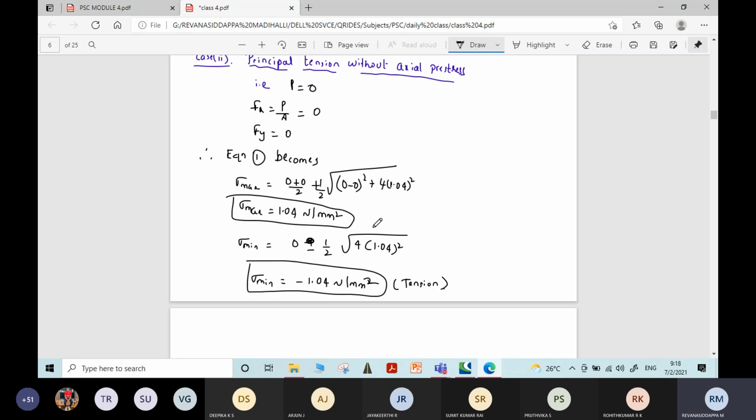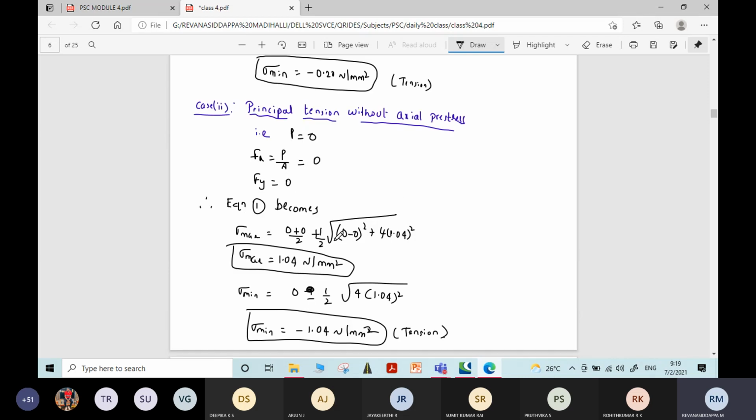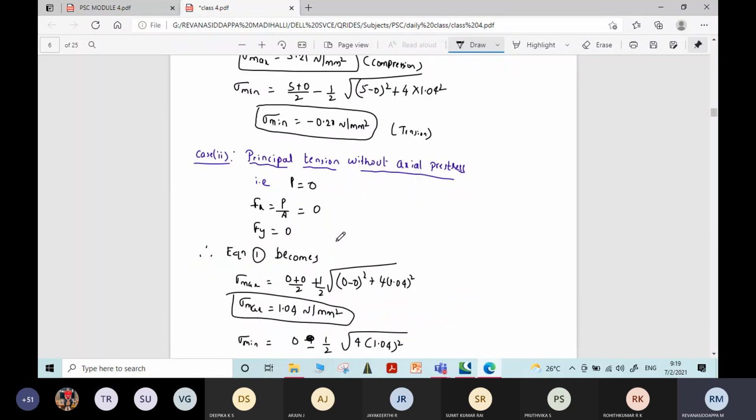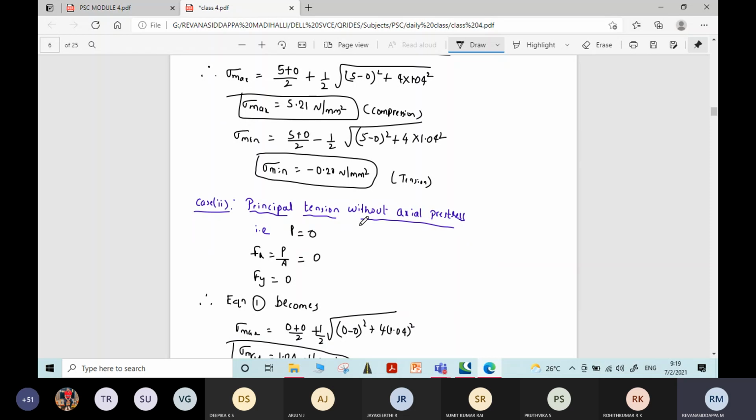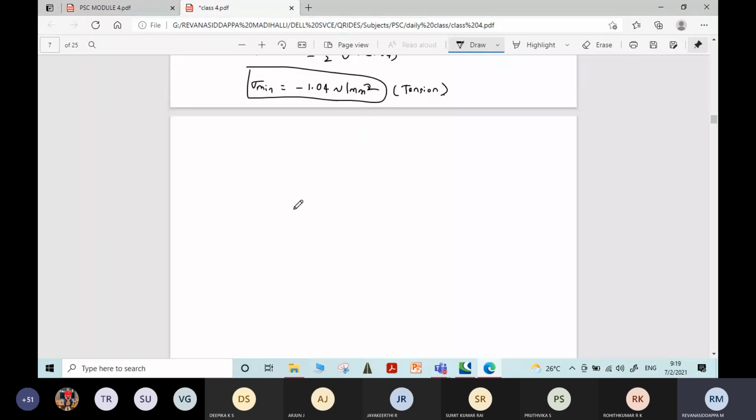Now you can see when the pre-stressing force is not induced into the section, when pre-stressing is not done in the section, the principal tension developed is how much? Minus 1.04 Newton per mm square. When the member is pre-stressed, this principal tension will reduce to how much? From 1.04 to 0.2 Newton per mm square. Therefore, the percentage reduction in the principal tension value will be how much? In that way, we can compare the results.